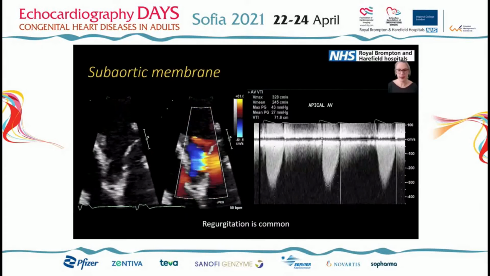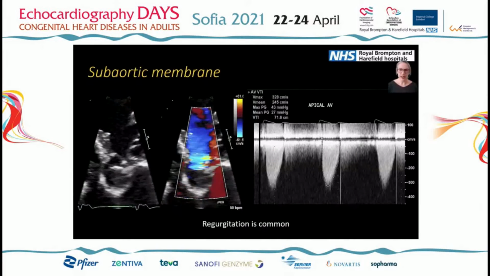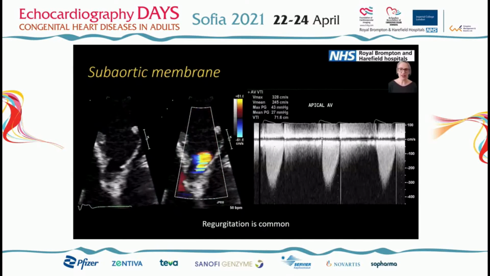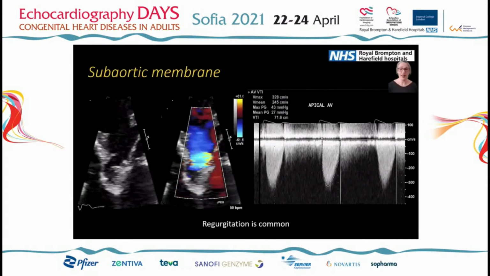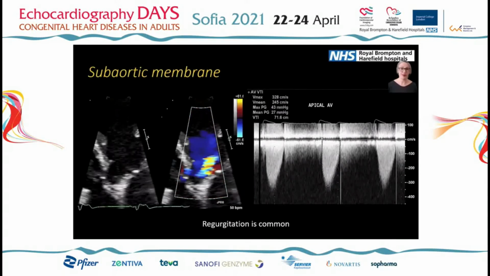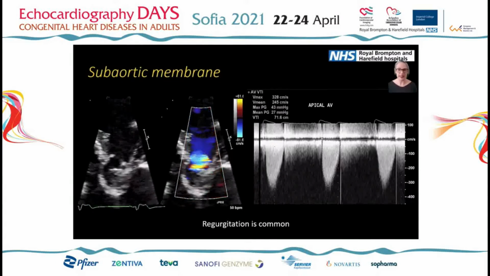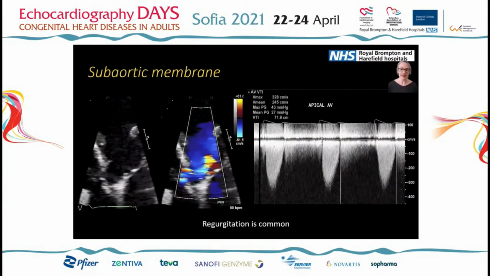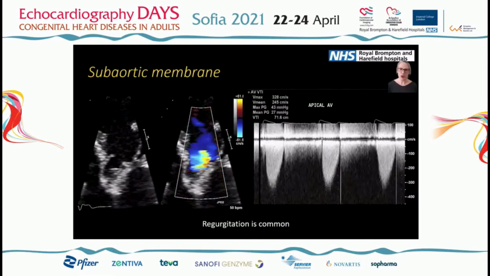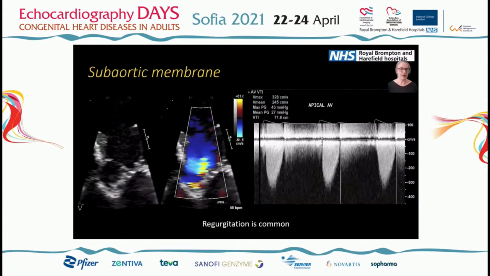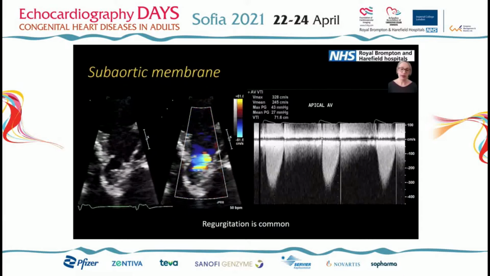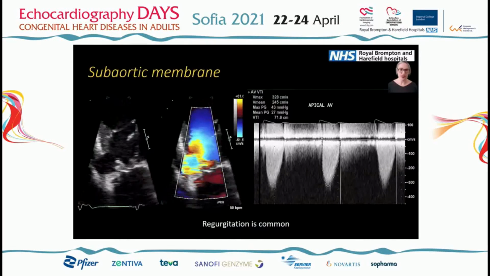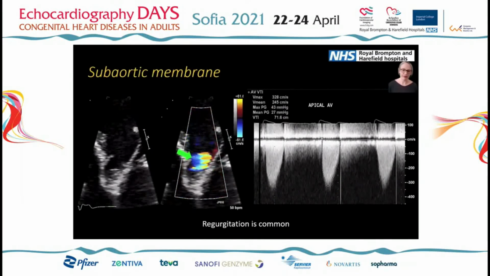In this particular case, we got a peak gradient of 43 with a mean gradient of 27, and you can see that the signal looks exactly the same as an aortic stenosis signal. It doesn't look like a HOCM. It's not late peaking. It's early peaking, and we have a valve. The 2D appearance of the valve doesn't correlate with the gradient. So we need to look really closely at the origin of the turbulence on the colour flow imaging.